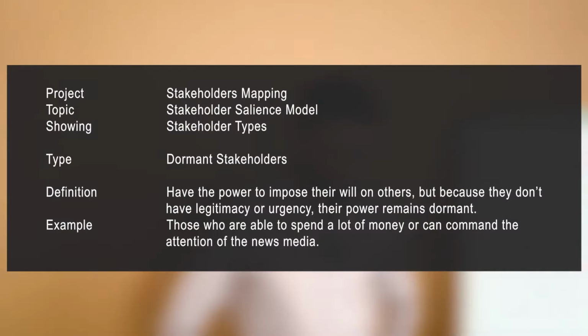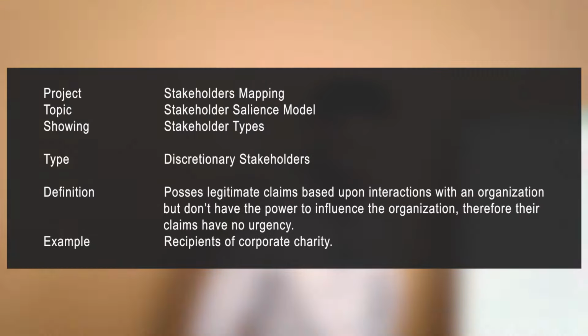The dormant stakeholders have the power to impose their will on others, but because they don't have legitimacy or urgency, their power remains dormant. For example, those who are able to spend a lot of money or who can command the attention of the news media. The second category, the discretionary stakeholders, possess legitimate claims based upon interactions with the organization, but don't have the power to influence the organization, therefore their claims have no urgency.